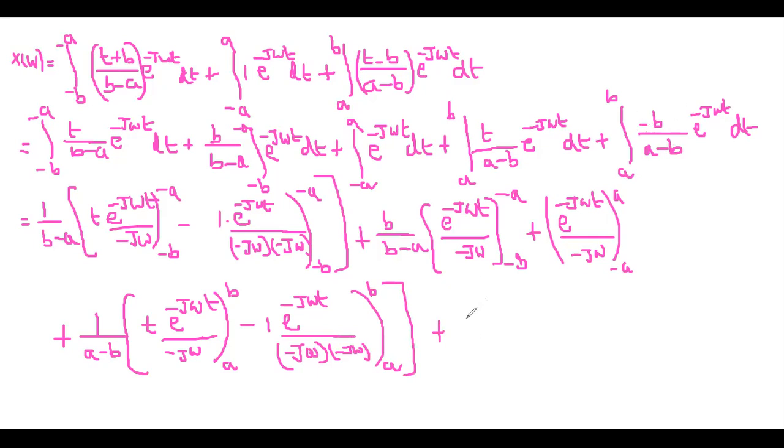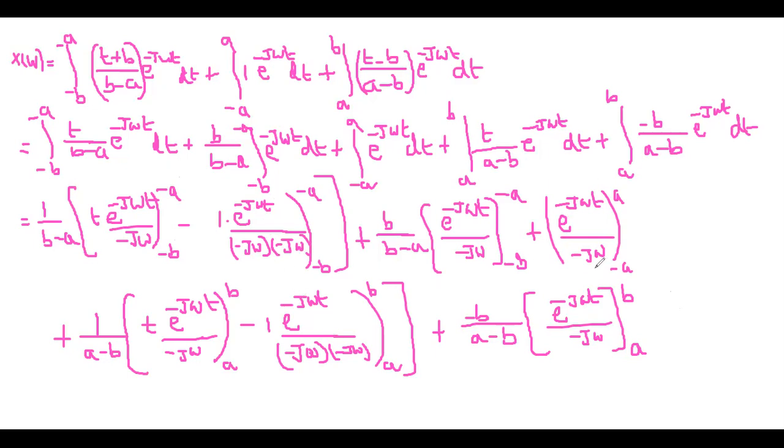What is the common term? Not the common, it is a constant term: minus b by a minus b, with e power minus j omega t divided by minus j omega, with limits a to b. Okay, my dear students, in this, substitute minus a and b, minus a and minus b, and a minus a and b. Only these two terms remain, my dear students.